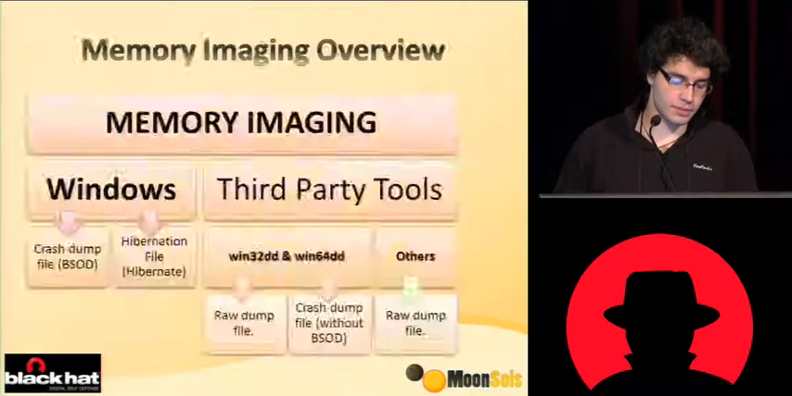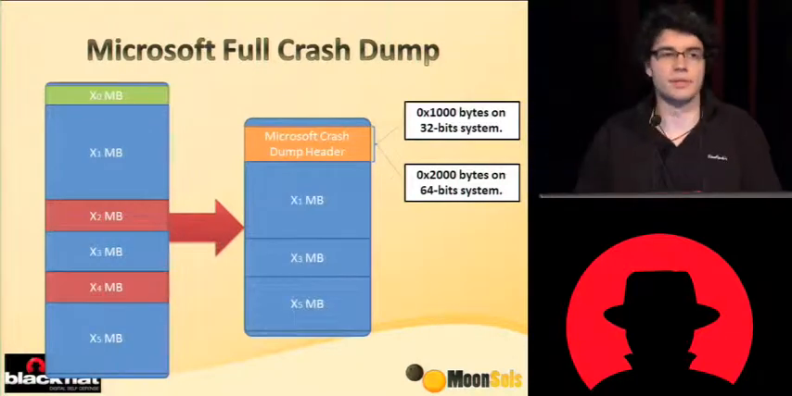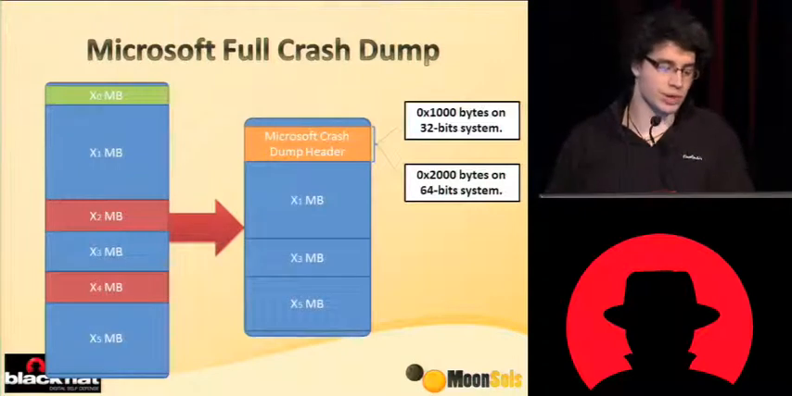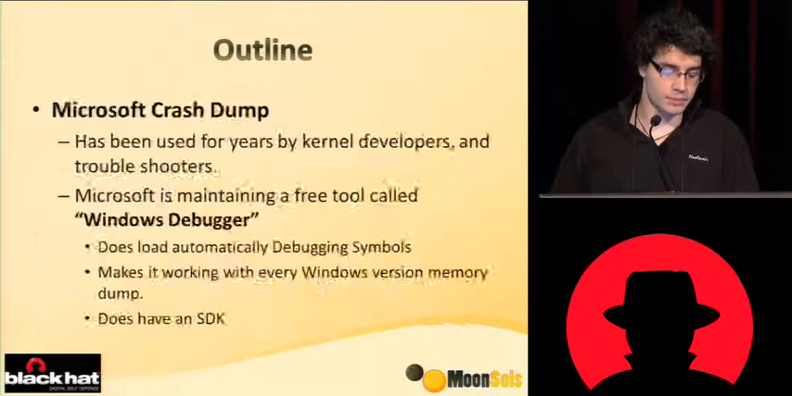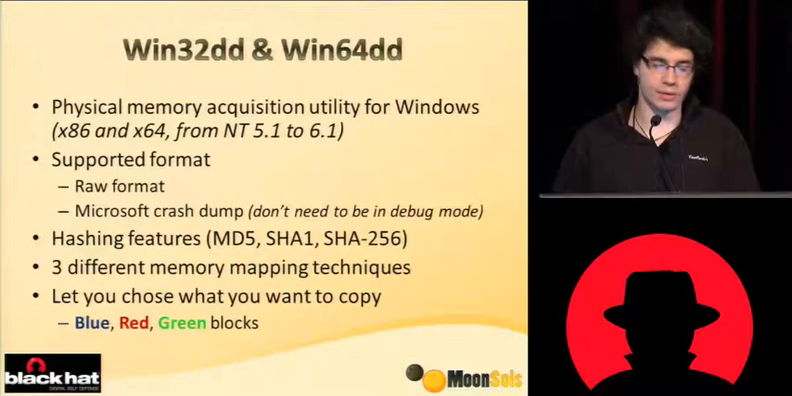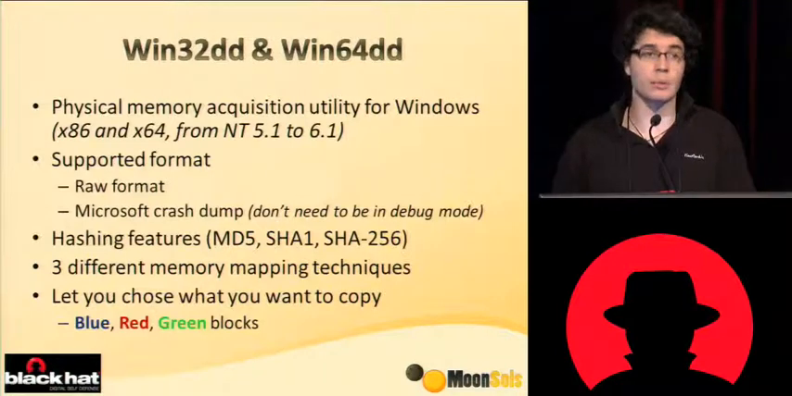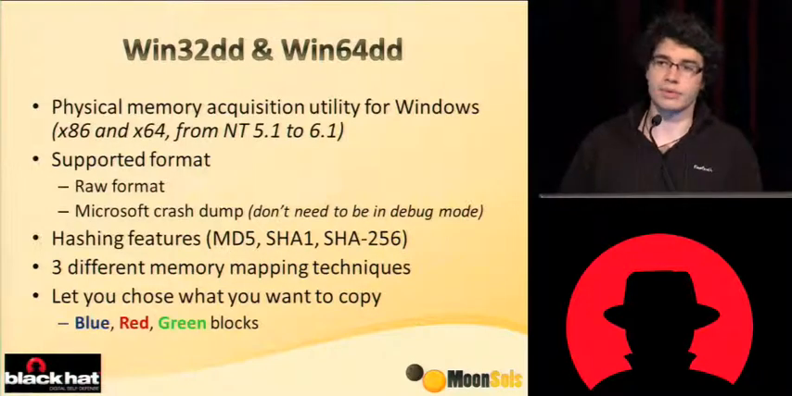If you remember the first image, we have different blocks in the physical memory. Windows is only taking care of the blue blocks, and if you use WinDD, you can choose if you want everything or very specific blocks or not. So it's more complete than a Microsoft crash dump generated by Windows, for instance. And you don't have the 2 gigabytes limitation. For instance, if you have a machine with 8 gigabytes of physical memory, you can still run WinDD on it and have your 8 gigabytes memory snapshot.